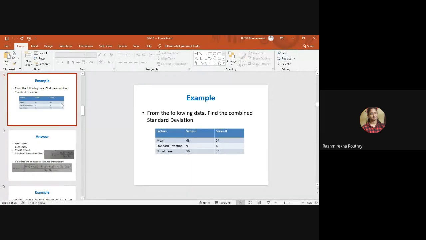That I'll see your answer. Clear? Because still the rest of the people are calculating the combined mean. So here is the data.